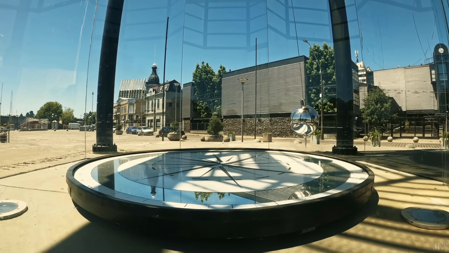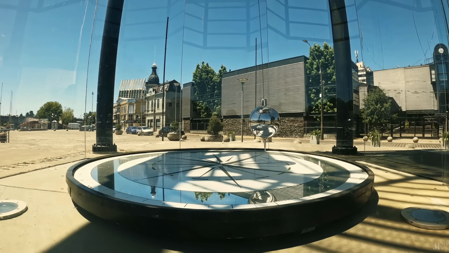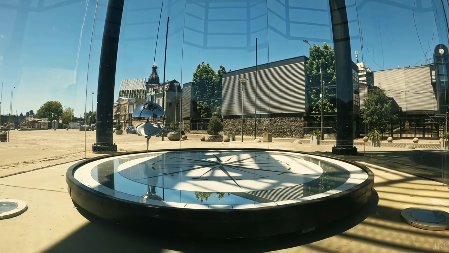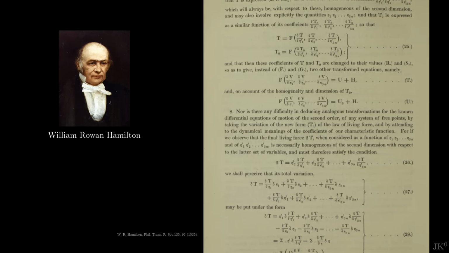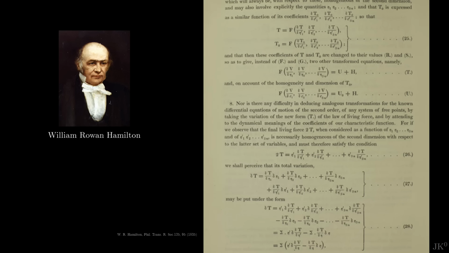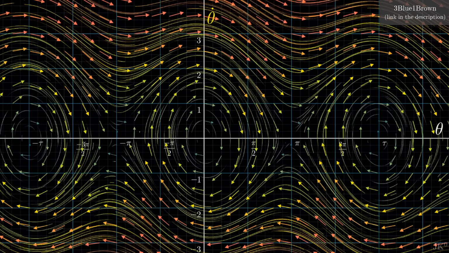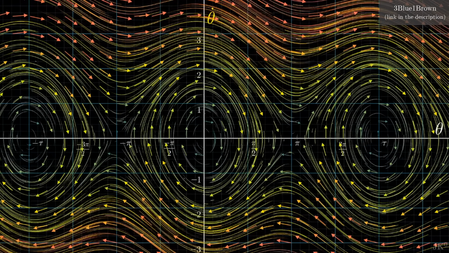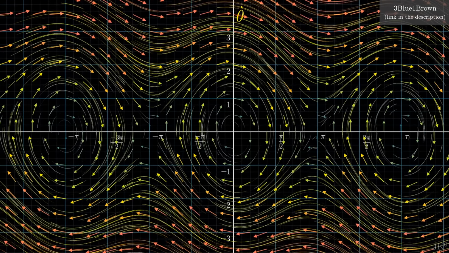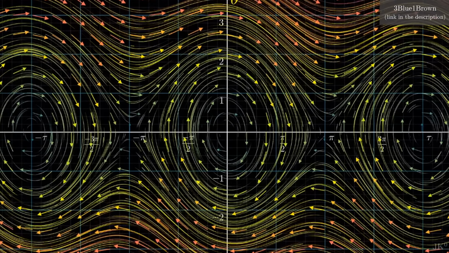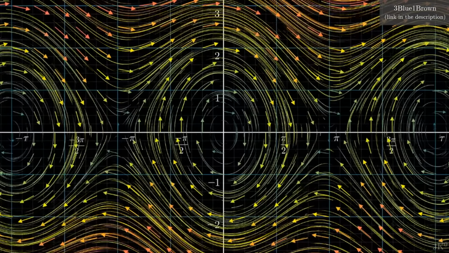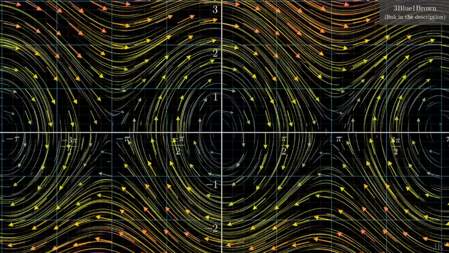Physicists once believed that motion was about paths in three-dimensional space. Hamilton's formulation of classical mechanics showed that the real story unfolds in an abstract, higher-dimensional stage, now called phase space. Here, every point represents the entire state of a system. Motion becomes a flow, and conservation laws become geometric statements.